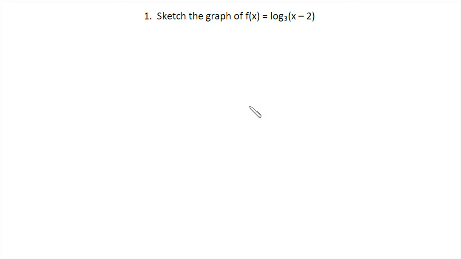This will be the first video for the review of Unit 14 over logarithms for your Unit 14 test. We'll split this into several videos, so we'll see how many we get through in this one. Question 1 says, sketch the graph of f of x equals log base 3 of x minus 2.